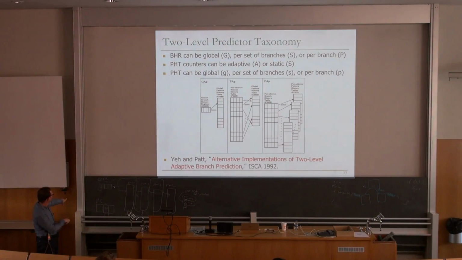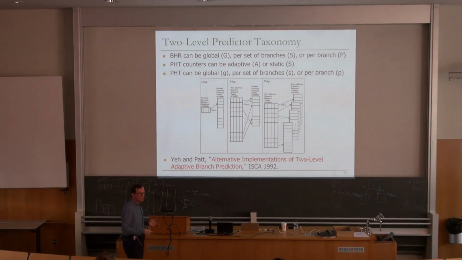GAs, right? Global, adaptive, and per set. And this is another one, per branch, adaptive, and this is global. This is what I said earlier. That doesn't make that much sense, but it's possible to build, and we're going to see an example. And this is PAp. Actually, this is per address, adaptive, and per address over here also.